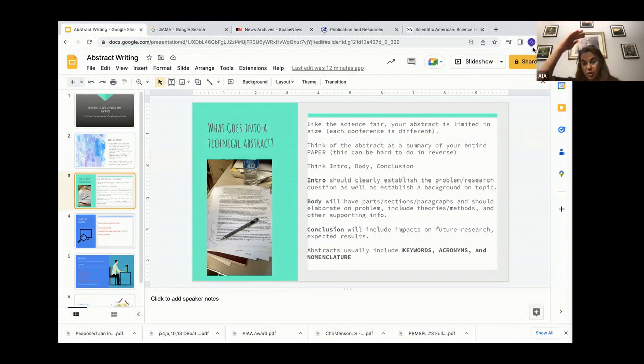They can just be parts. You'll see an abstract. I've got samples on here where all this information is in one block of text within those small word counts. But for sure, you want to make sure that you're establishing a background on the topic. You want to make sure that when you're getting into the body, you're talking about things that elaborate upon that: methods, any theories that you have. And you usually have to have theories.